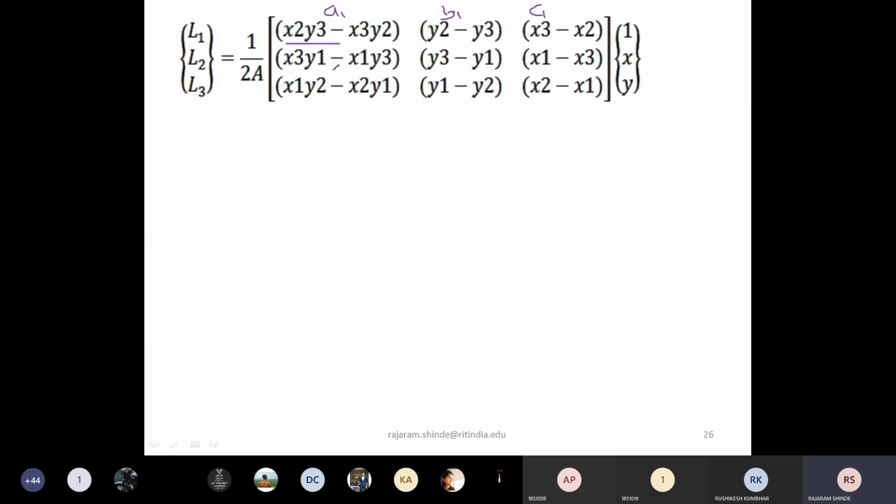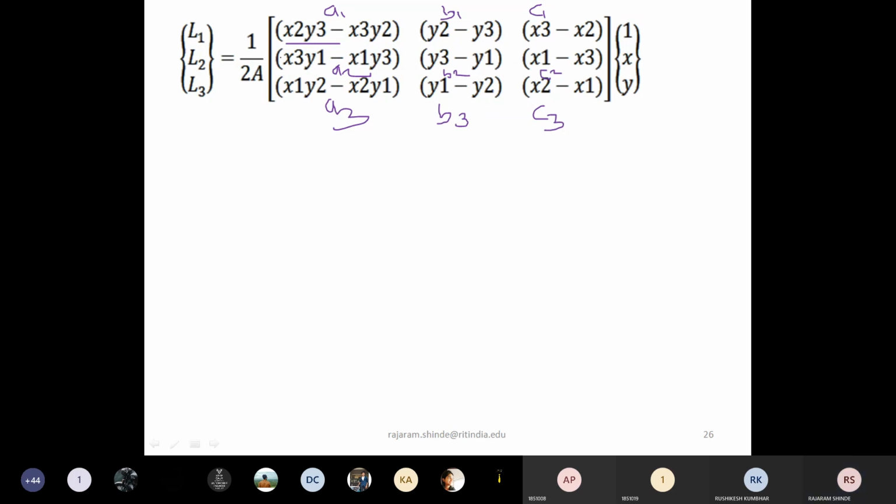This one is your A2, this is your B2, this is your C2, and this is your A3, B3, C3. You can compare these equations with the equations which we have calculated while deriving the shape functions. Now these are the equations for these constants, and I can replace them with A1, B1, C1, A2, B2, C2, A3, B3, C3.